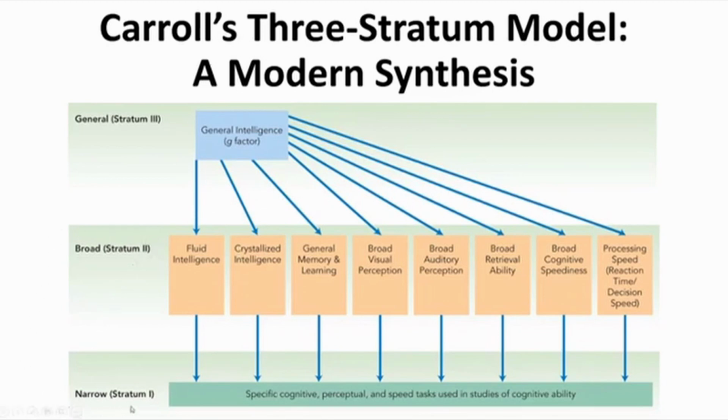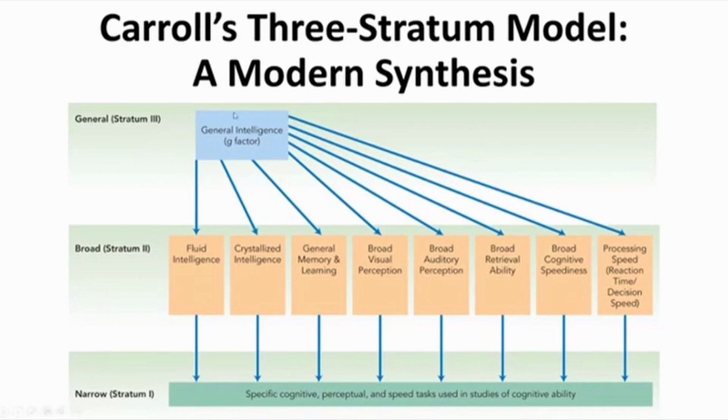And then we can look at the bottom tier, our first stratum, our narrow intellectual abilities. And these are going to be specific cognitive, perceptual, and speed tasks that help us sort of build up the more broad abilities above. And though we don't break them down here, most researchers will agree that there's 70 or more different narrow or specific factors that could fall into this green box at the bottom. So we're going from very general to very specific as we pass through these levels.